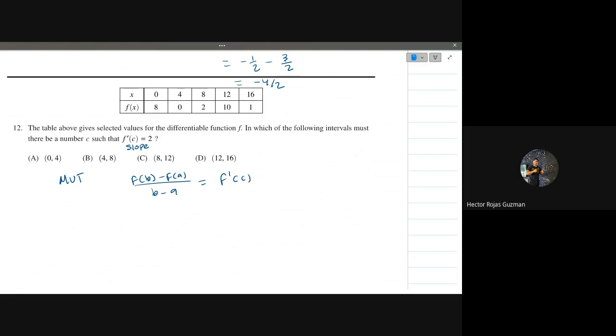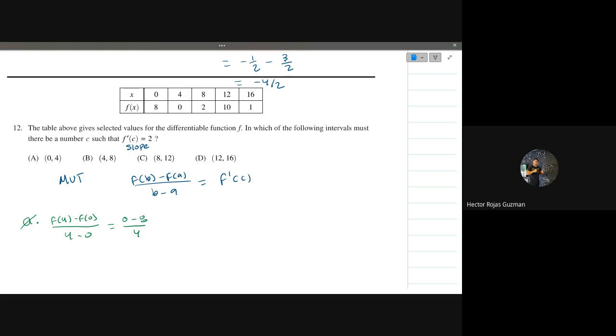And we already know what the slope is, right? We know the slope is 2. So we just have to check all the intervals one by one and check for A, is the slope 2? Well, if I do f of 4 minus f of 0 divided by 4 minus 0, we get 0 minus 8 divided by 4. And no, the slope is not going to be 2, it's -2. So that's the thought process, right?